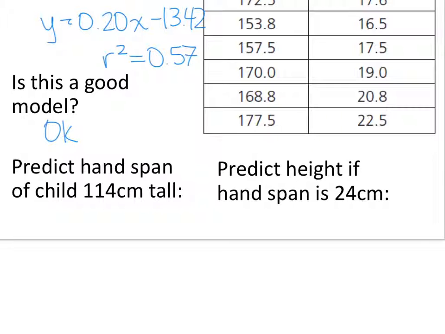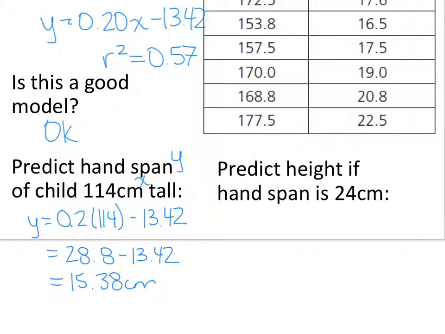If we're going to predict the hand span, the y value, for a child who has a height of 114 centimeters, we're going to put in x as 114 and use the equation. When we put that value in for x, we can use the equation to find out we predict the hand span for this child to be about 15.38 centimeters. Since 114 is smaller than any of the values we were originally given for x, this is an example of extrapolating.